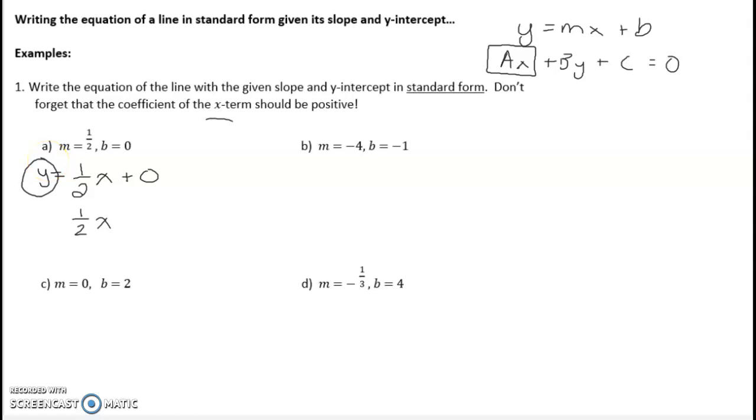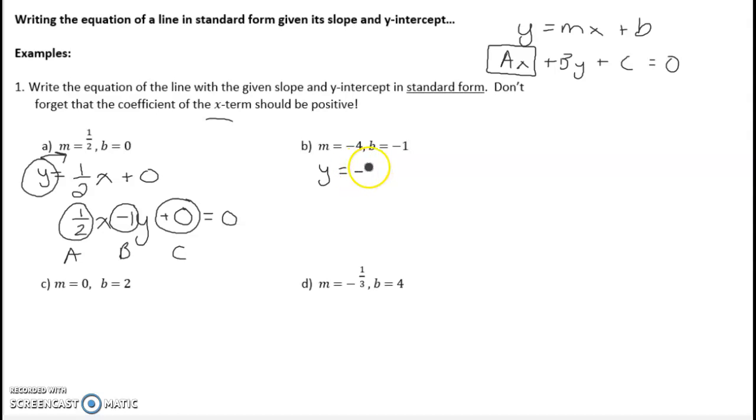So that means we're going to take this y and move it over. Okay, so if it's a positive y here, it turns to a negative y. And then we still have our plus 0, and we set it equal to 0, okay? So this is my a, positive 1/2. In front of the y is a negative 1, so that is my b. And then my plus 0 is my c.